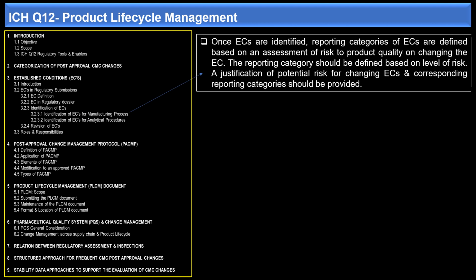So once the established conditions are identified for the manufacturing process, the reporting categories for these established conditions, that is, changes to these established conditions, are based on the impact they have, that is, the risk they possess when they are changed.